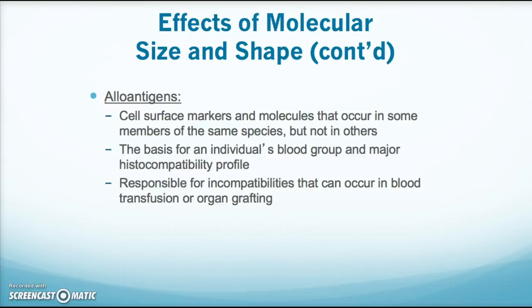So this would be something that we would see with blood groups. You might have heard that you're A or B, AB or O. Within an individual species, we have some members that have different blood groups or different major histocompatibility profiles. And so this is where we would start looking at incompatibilities. If you were somebody who had an alloantigen that was different from your neighbor, there could be a problem with blood transfusion or organ grafting because it would be recognized as foreign.